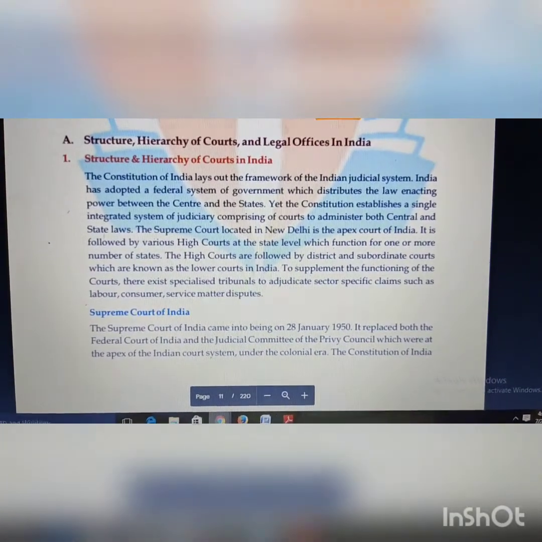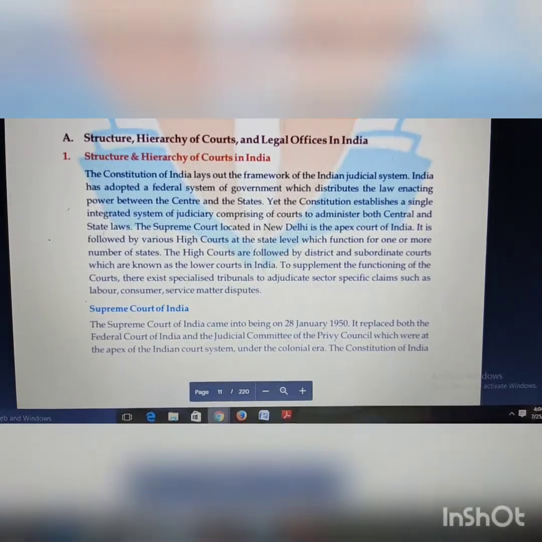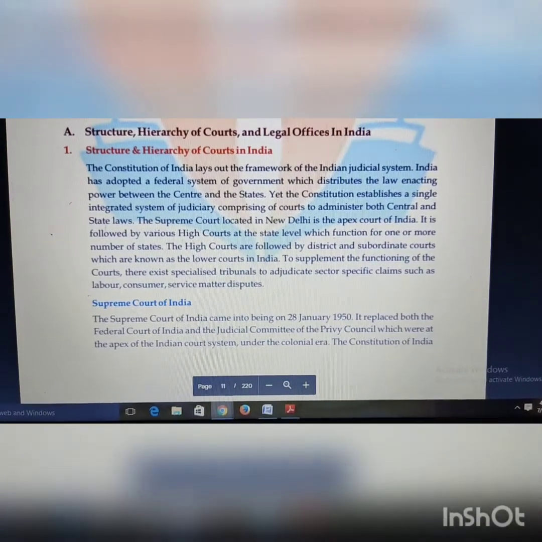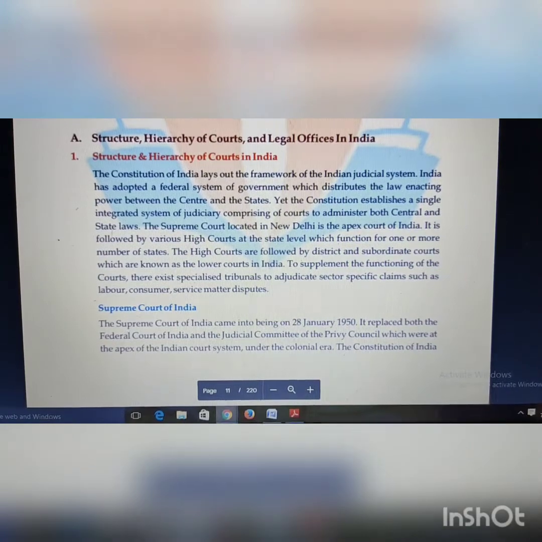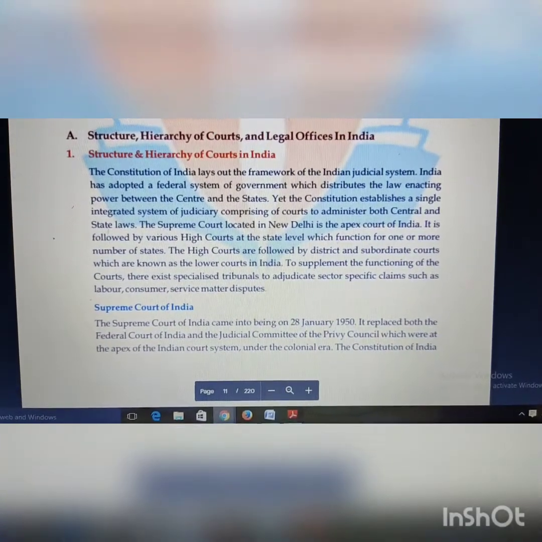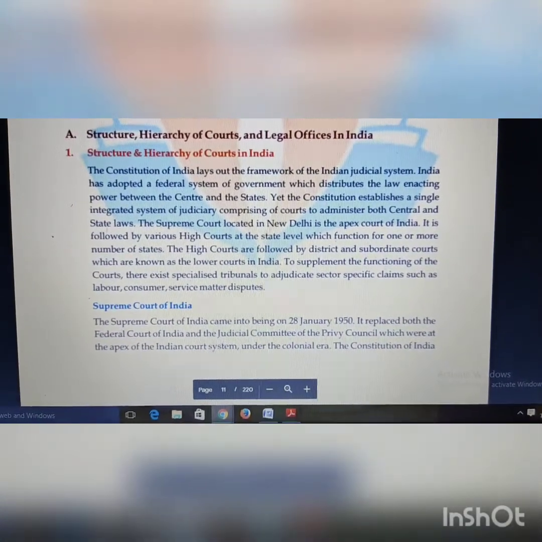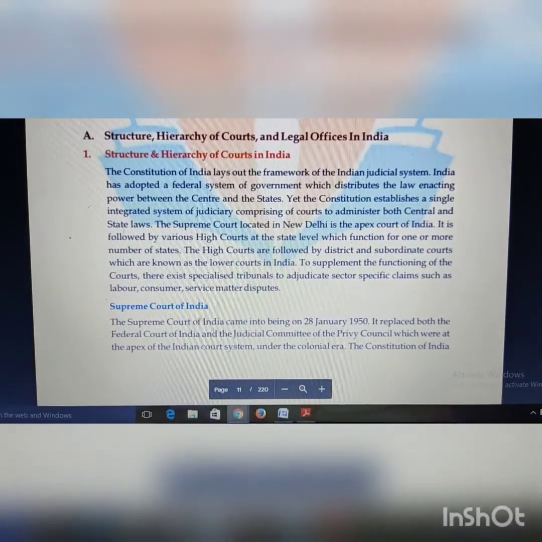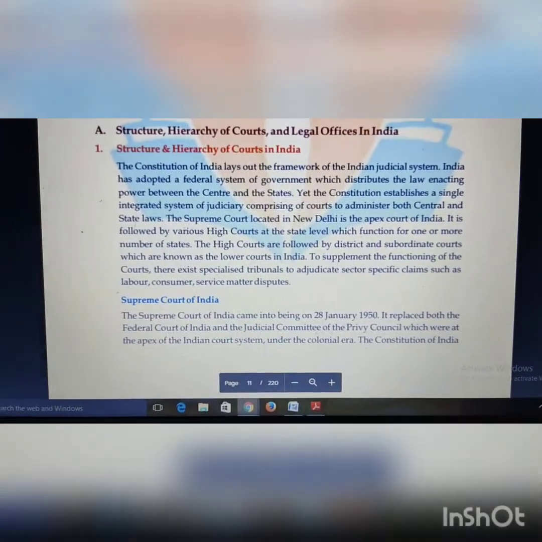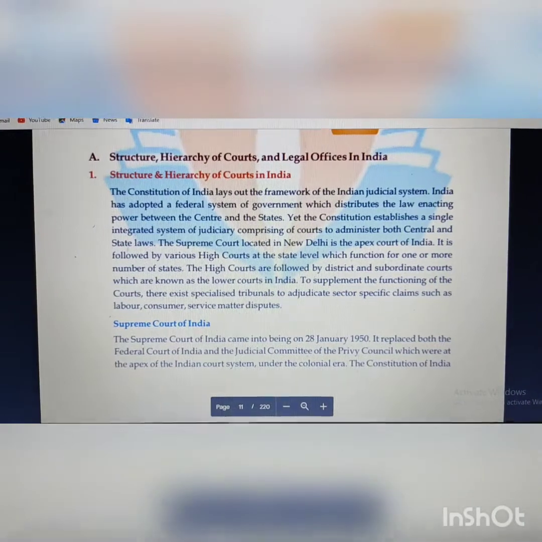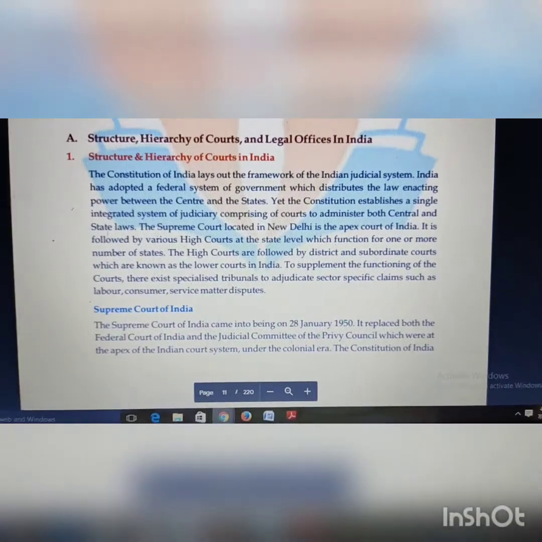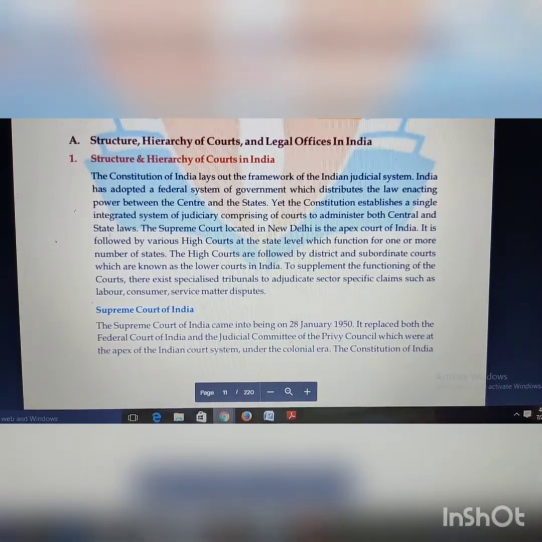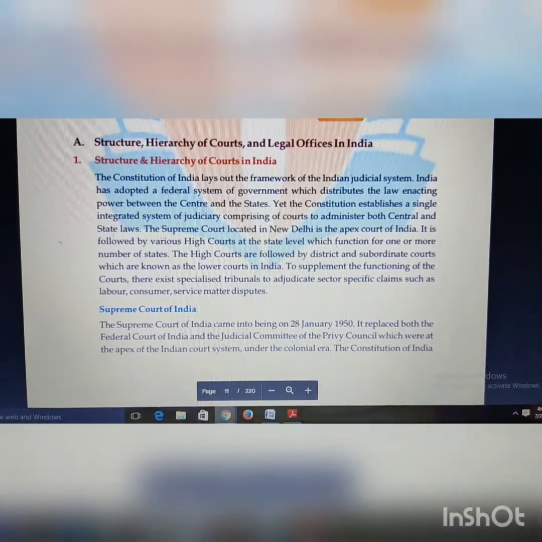Then the high courts are followed by district and subordinate courts, which are known as the lower courts in India. To supplement the functioning of these, there exist specialized tribunals. Why are they called specialized tribunals? Because they serve a particular or special purpose, and that can be known by the name they carry, to adjudicate sector-specific claims such as labor, consumer, and service matter disputes. I have given you the example above.